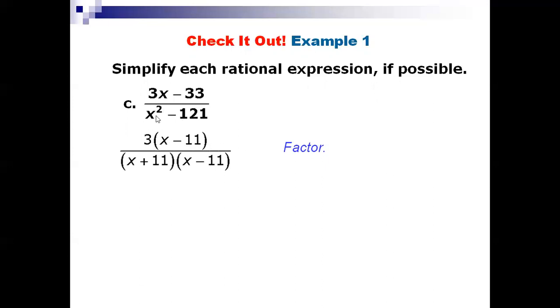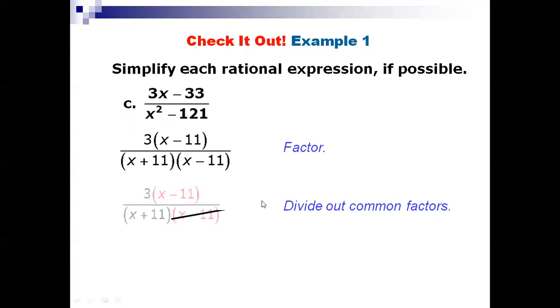The denominator is difference of two squares. So the possible factors are x plus 11 times x minus 11. Divide common factors. The common factors here would be x minus 11. So you will have x minus 11 being canceled out, and then simplify that one, you will have 3 over 11.